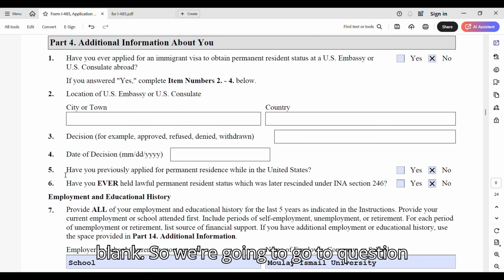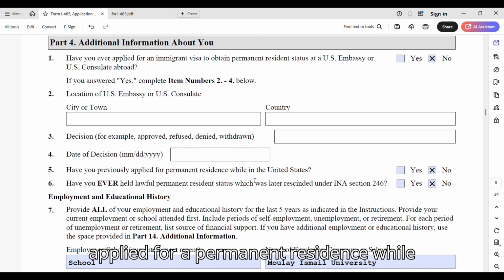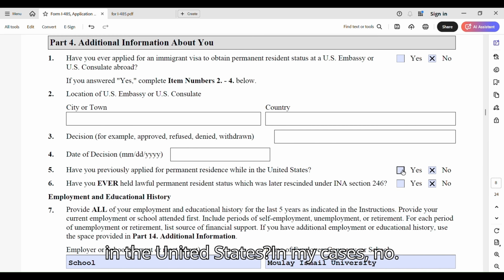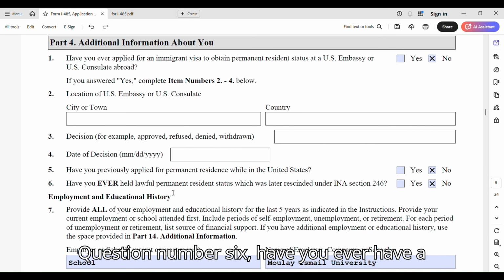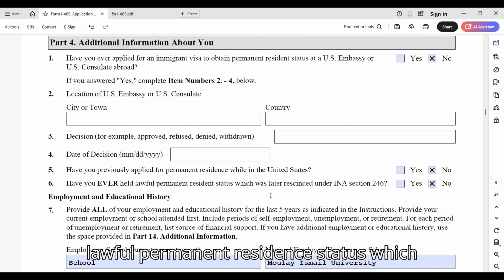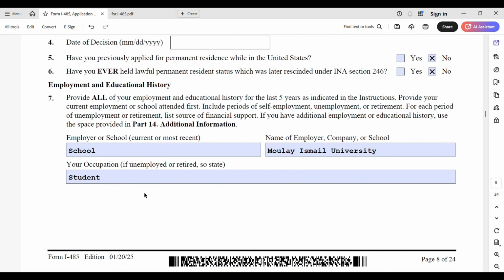So we're going to go to question number 5. Have you previously applied for a permanent residence while in the United States? In my case, is no. Question number 6. Have you ever held a lawful permanent residence status which was later rescinded under the INA Section 246? In my case, is no. Now we are going to employment and educational history.